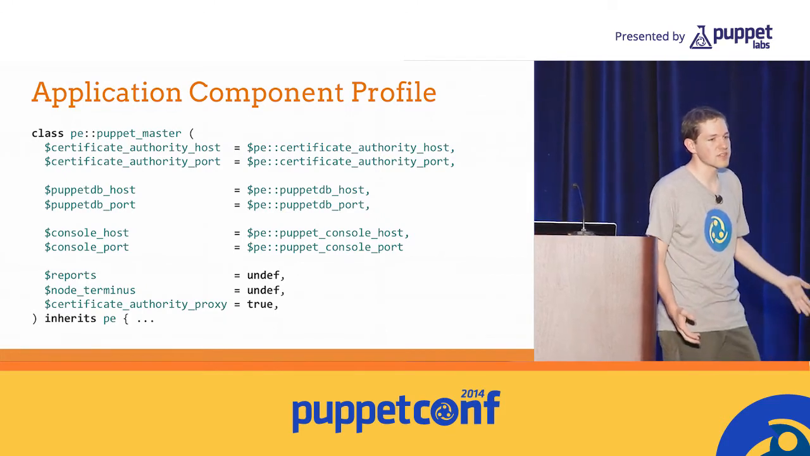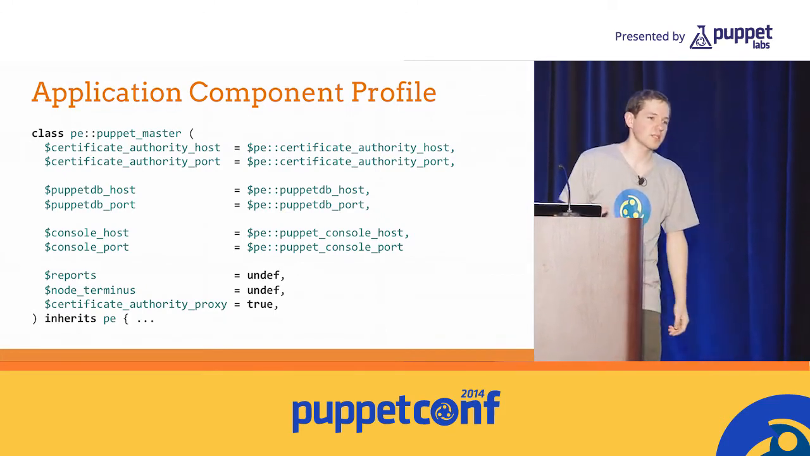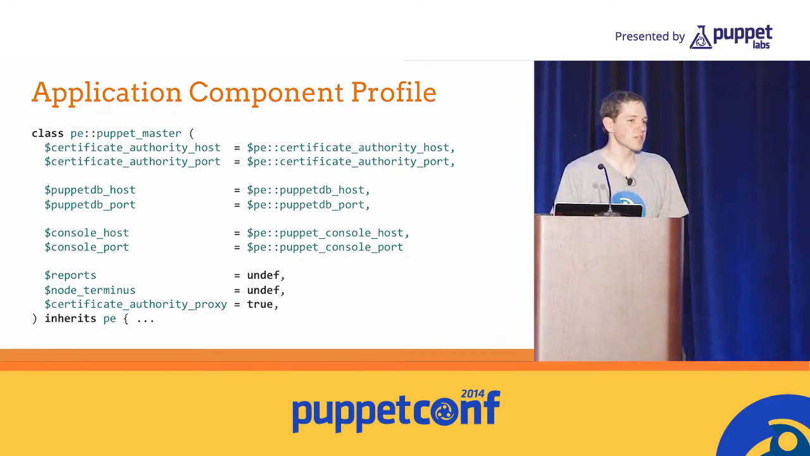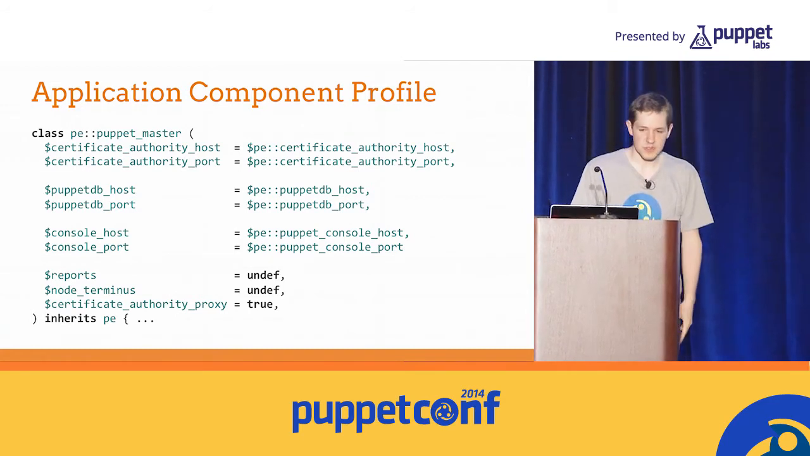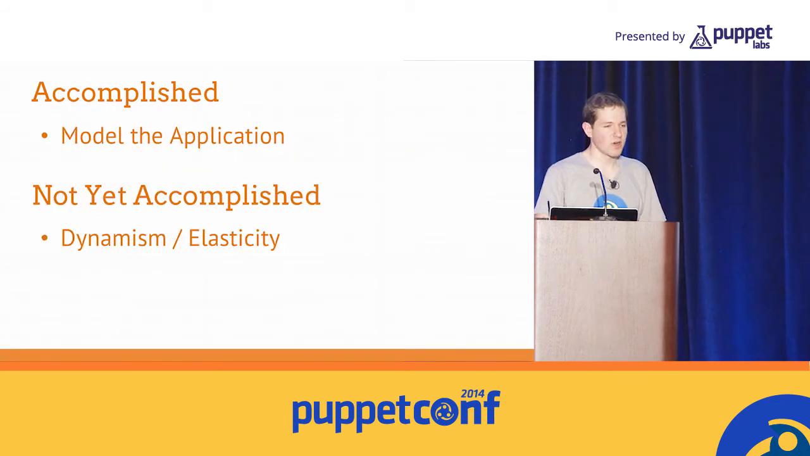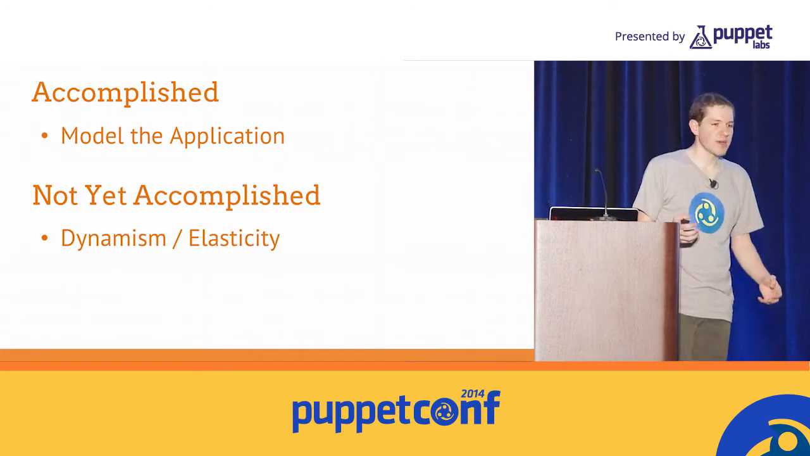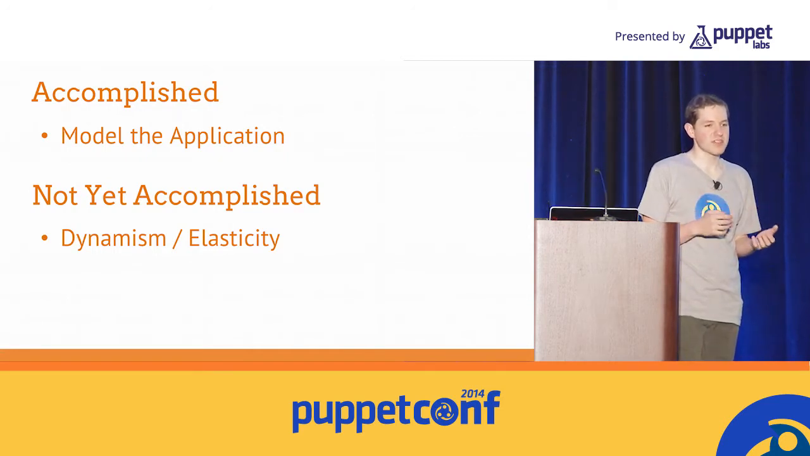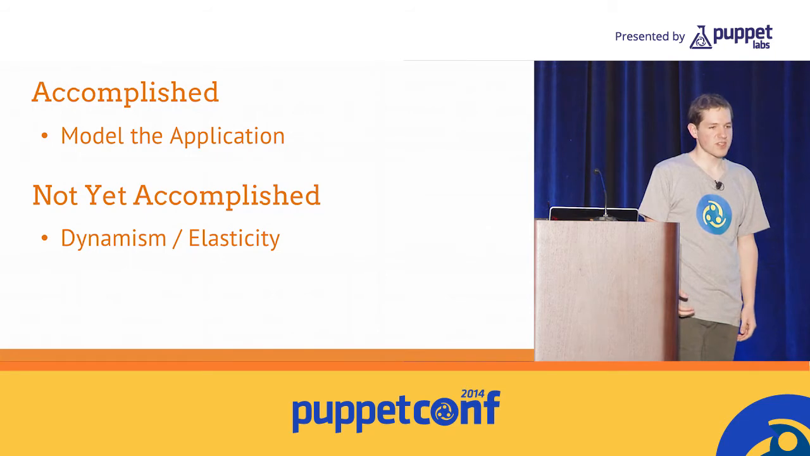A class is an interface, and this is really the most important part about building a model in Puppet: a solid interface that we can use as an abstraction to think about these things. So assuming all of that works, we've made a really good start on modeling the application, on thinking in an abstract way about the thing that we want to have at the end of the day. So far, though, it's still pretty static.